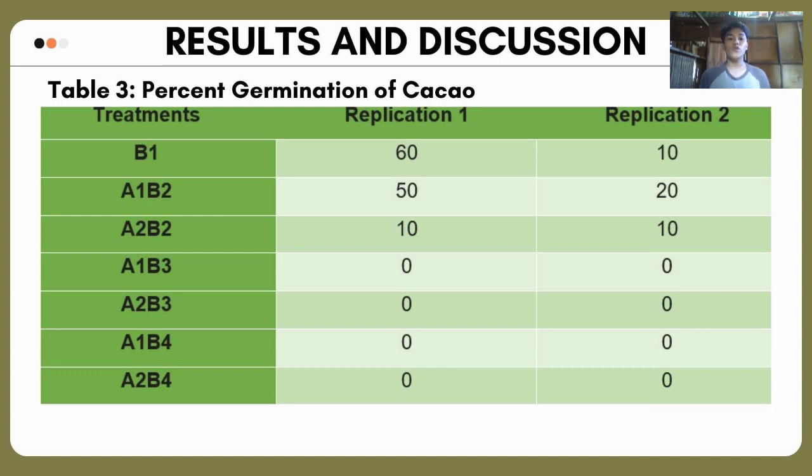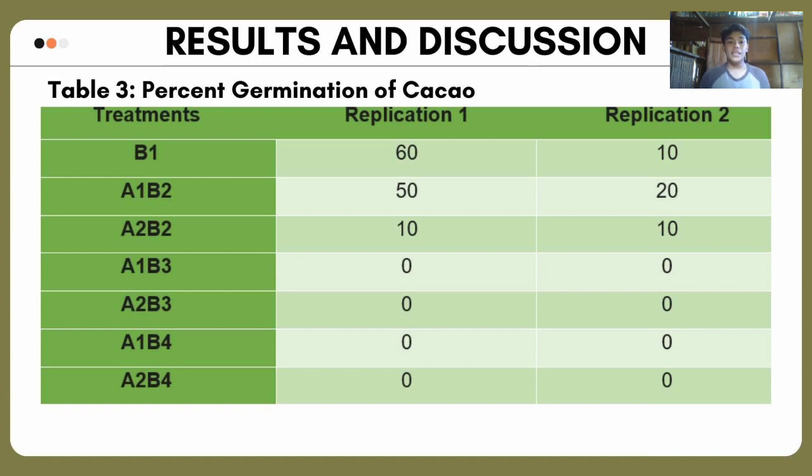So in the control group or B1, where seeds were stored in ambient condition for 0 days, a high germination rate of 60% was observed in replication 1, while replication 2 exhibits a somewhat lower rate of 10%. This discrepancy could be attributed to natural variation in seed viability or environmental factors influencing germination.